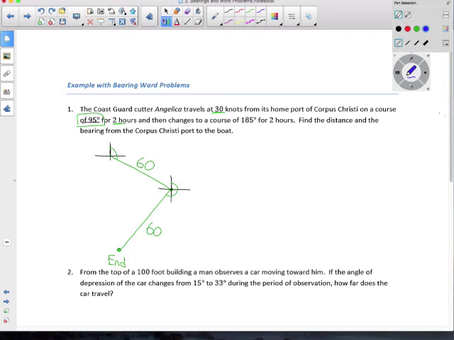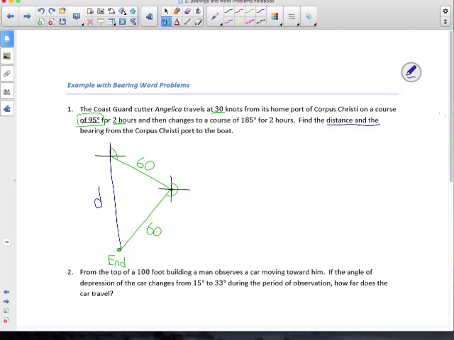And our ultimate goal here is that we're trying to figure out what is this distance right here. Okay, find the distance and the bearing. Ooh, that's going to be a little trickier. Of the Corpus Christi port to the boat. So one of the things we want to do at this point is start labeling as many of the angles as we can.